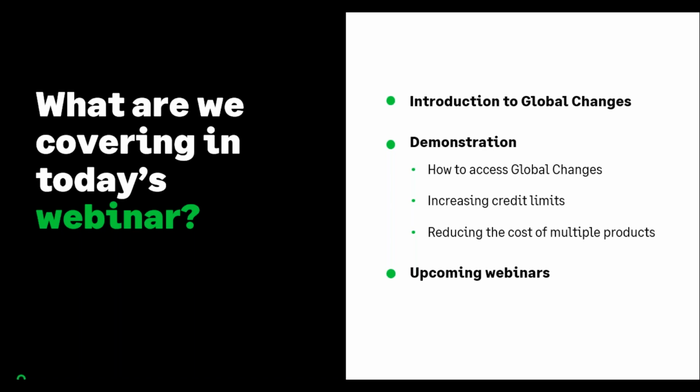So first we'll tackle what it is and what its capabilities are, and then we'll move into a demonstration where I'll be showing you how and where to access the Global Changes Wizard, and moving on to using some of its functionality. In the demonstrations, I'm going to be looking at increasing credit limits and reducing the cost of product records simultaneously, all at once. After that, we'll have a glance at upcoming webinars, and also I'll point you in the direction of some of the helpful resources that we have on offer for you all.